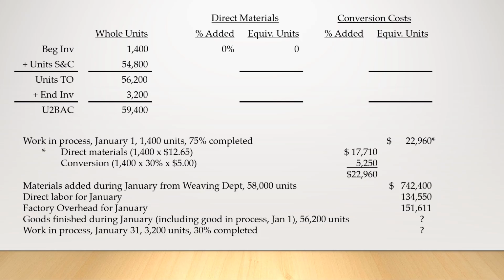For units started and completed this month, 100% of materials were added. The total units transferred out, 54,800. For ending inventory, these units were started this period, and all materials were added as soon as they were put into production. So 100% were added.